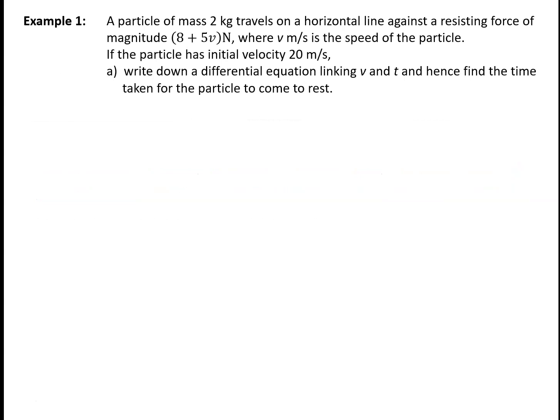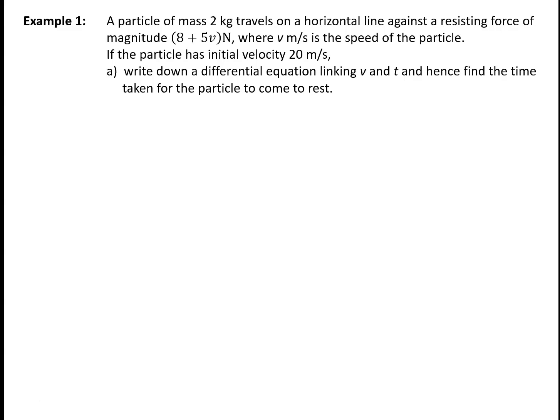So, for our first example, we have a particle of mass 2 kilograms. It's travelling on a horizontal line against a resisting force of magnitude 8 plus 5v newtons, where v meters per second is the speed of the particle. If the particle has an initial velocity of 20 meters per second, we've got to write down a differential equation linking v and t, and hence find the time taken for the particle to come to rest.